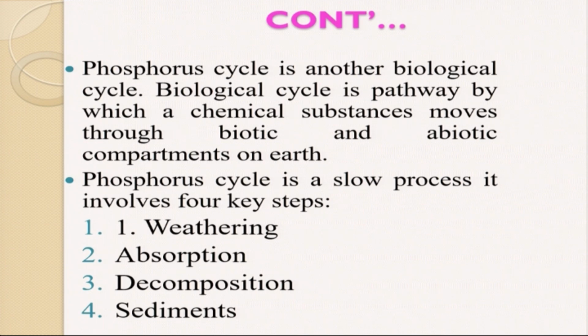I mentioned that phosphorus does not exist in the atmosphere. It appears in the earth, in animals, and in plants. So let's define the term biological cycle: a pathway by which chemical substances move through biotic and abiotic compartments on the earth. The movement of these substances through biotic and abiotic compartments is referred to as a biological cycle.